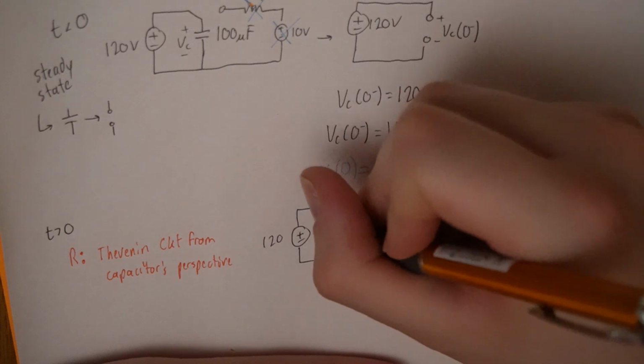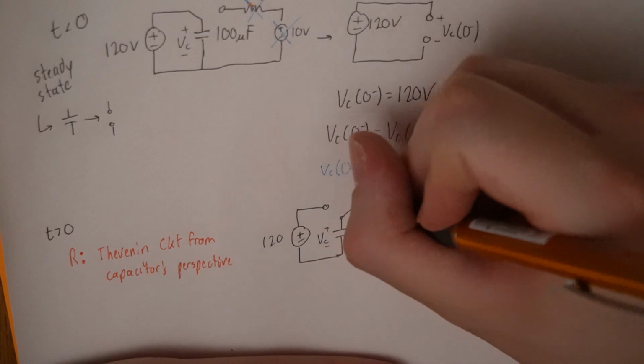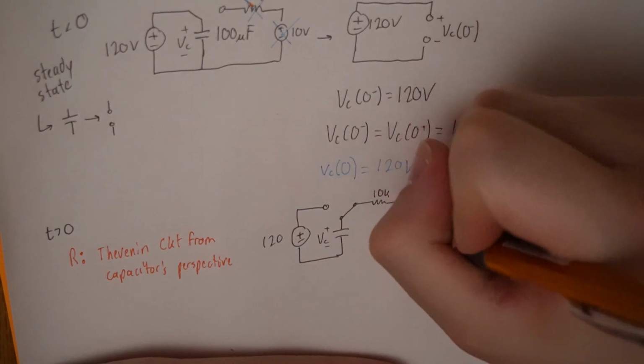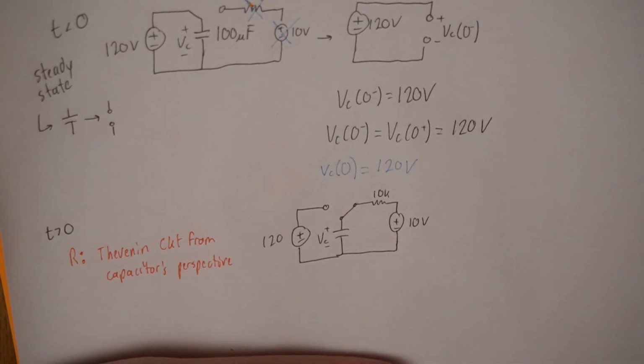I have my capacitor, VC across it. Now that's closed there, 10K. And we have a voltage source, 10 volts. Okay, now what do I mean by take the Thevenin circuit from the capacitor's perspective?